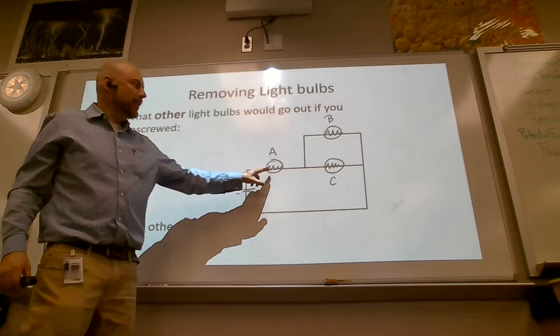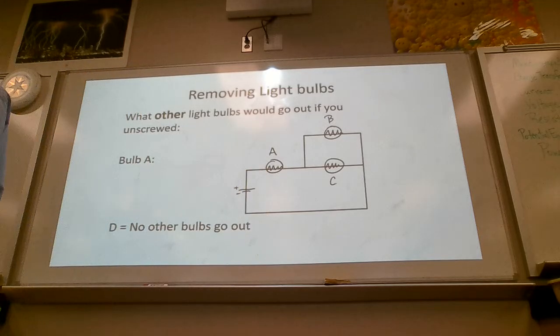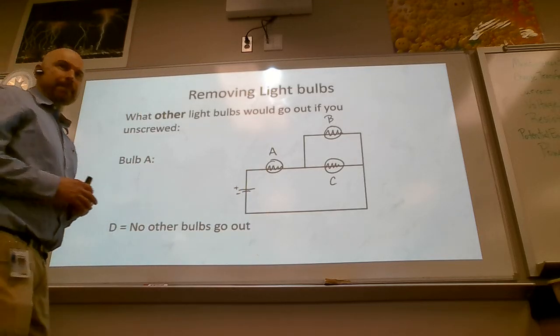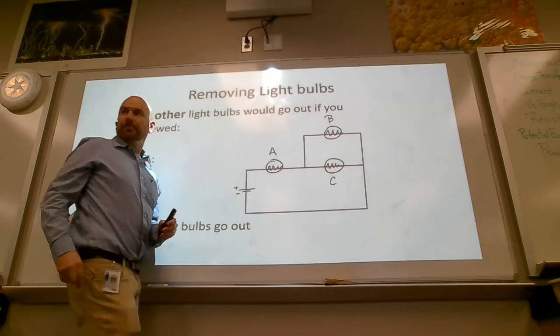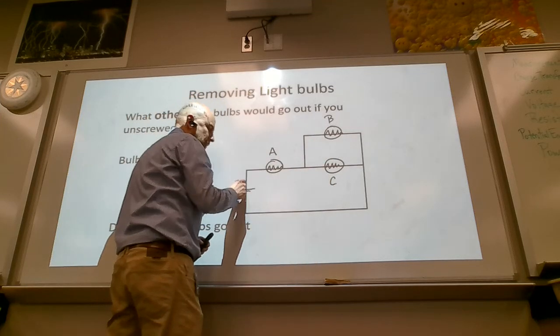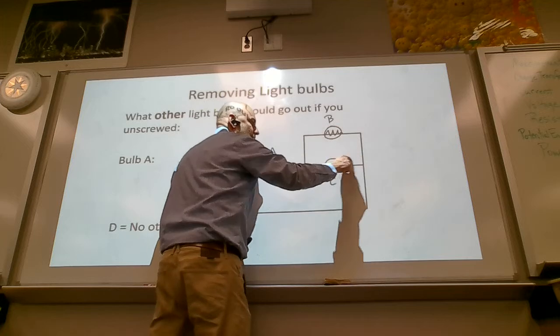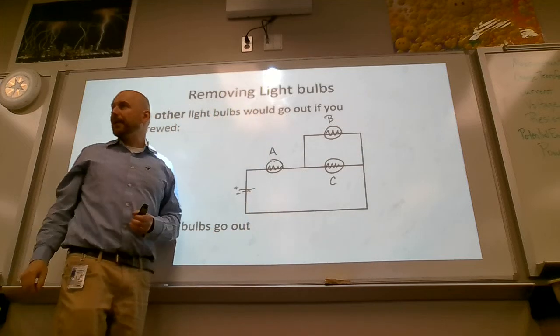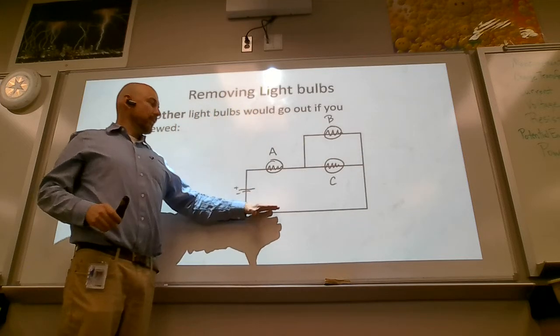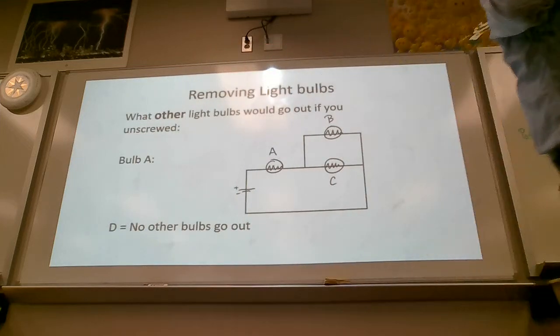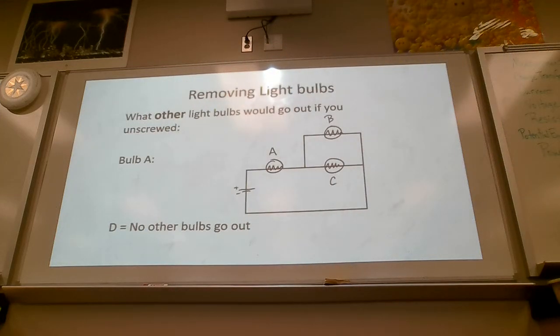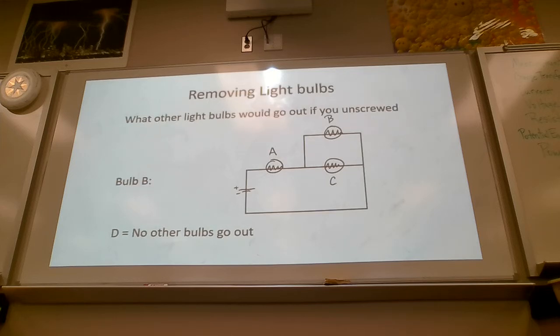If I take out light bulb A, what other light bulbs go out? B and C go out. Current can't go here, and it can't do this. Okay, here's a rule. Current can't go two different directions through the same wire. Okay? If I took out light bulb B, what other light bulbs go out?